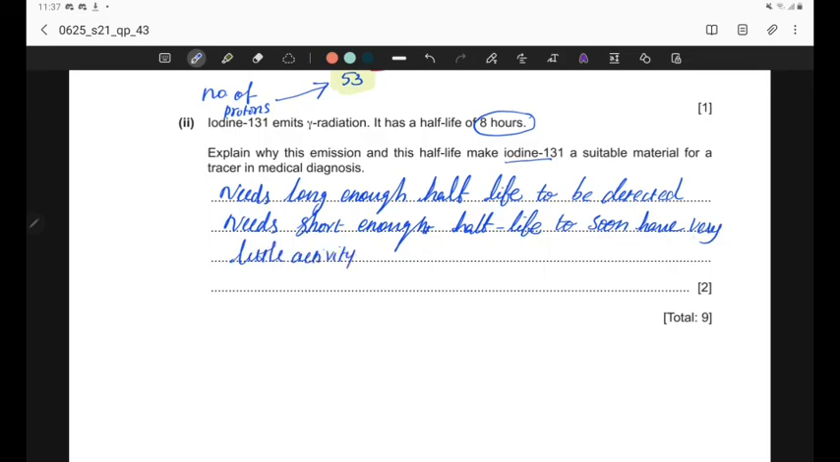That means even after the diagnosis process, it won't stay inside the body. And another property of gamma is that it is weakly ionizing, or it will pass out of the body without harm compared to other radiations. So we can write gamma weakly ionizing or passes out of the body without harm.